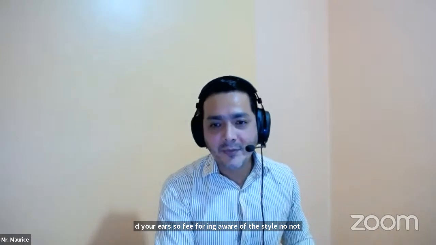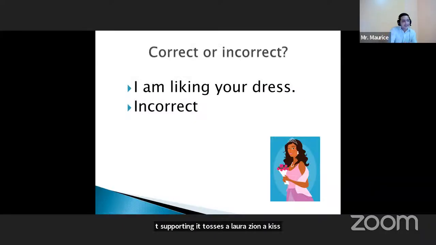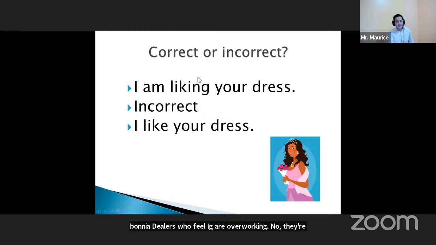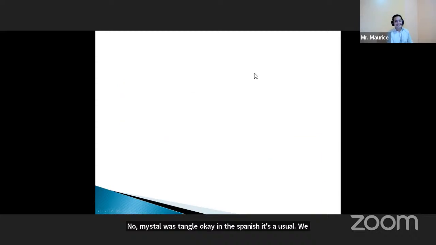No se puede. Entonces, la oración aquí está incorrecta porque estamos utilizando un verbo de estado que no representa una acción, que es el verbo gustar. I'm liking your dress. This is incorrect. No podemos utilizar o añadir el sufijo ing a un verbo que no denote acción o movimiento. Aquí simplemente sería I like your dress. Me gusta tu vestido. No me está gustando. Okay, in Spanish it's unusual. We can use that. Okay.